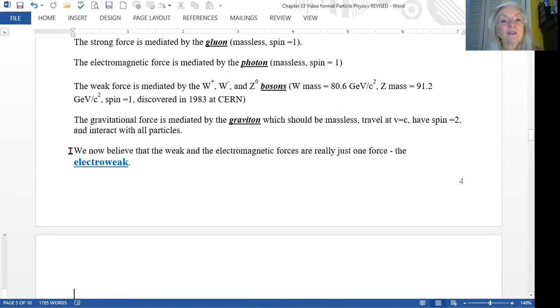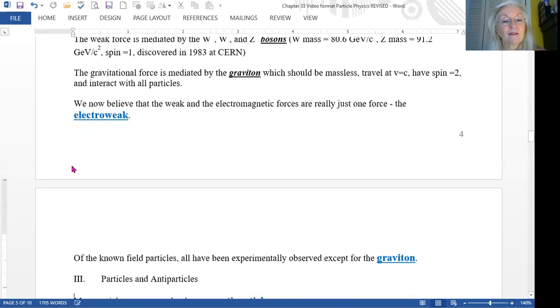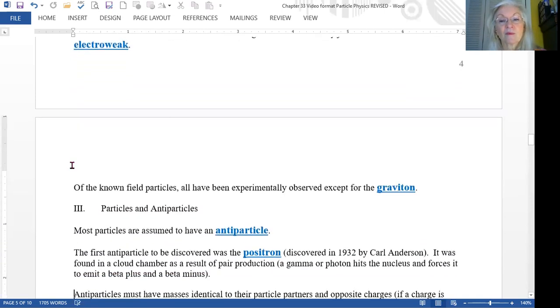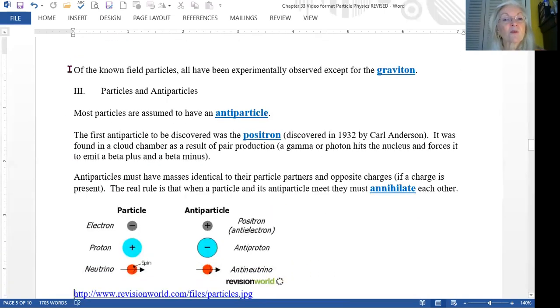We do believe right now that the weak and the electromagnetic forces are just one force, and they've chosen to call that the electroweak. In time, this may change, or it may just be verified more strongly. So like I've said, we verified all of the field particles experimentally except for the graviton. It is the odd one.